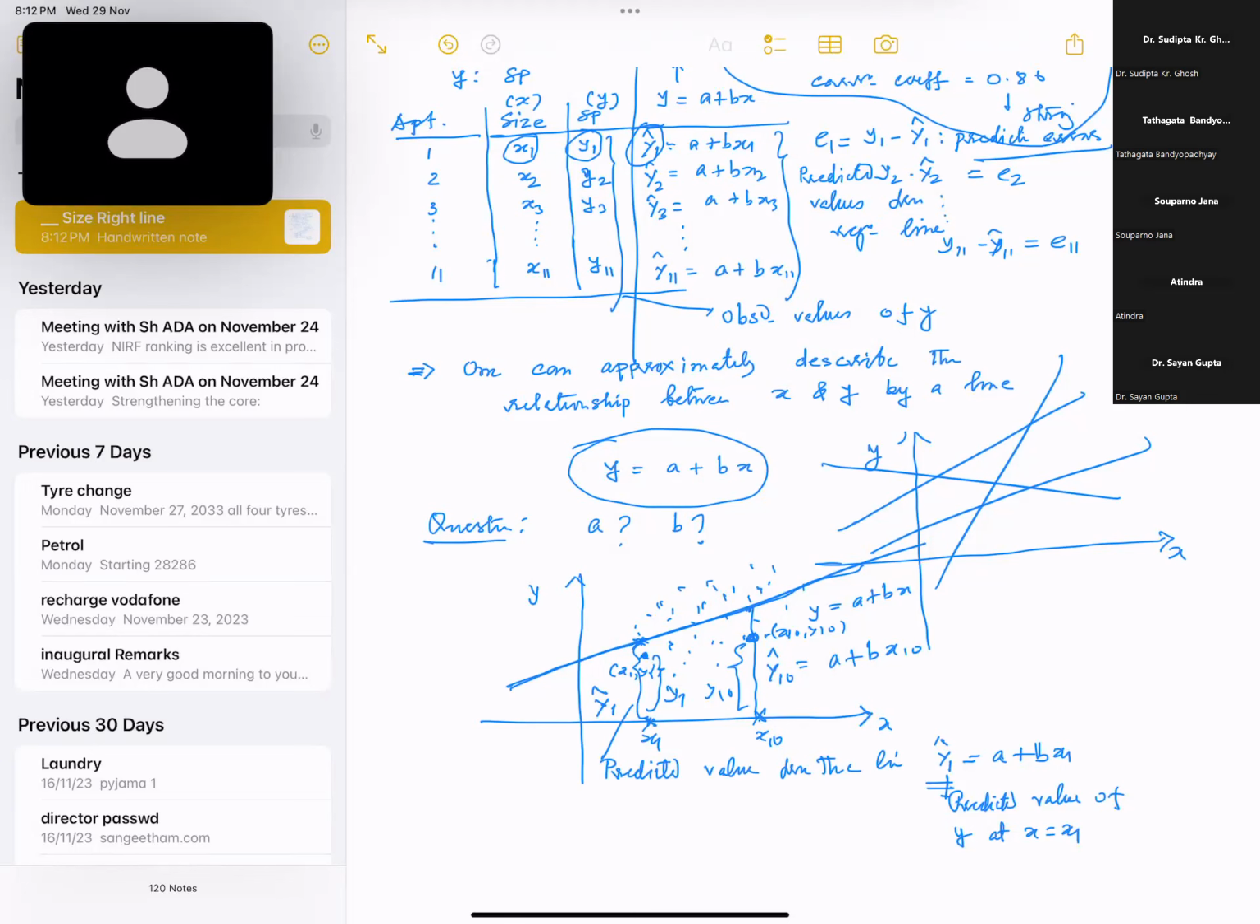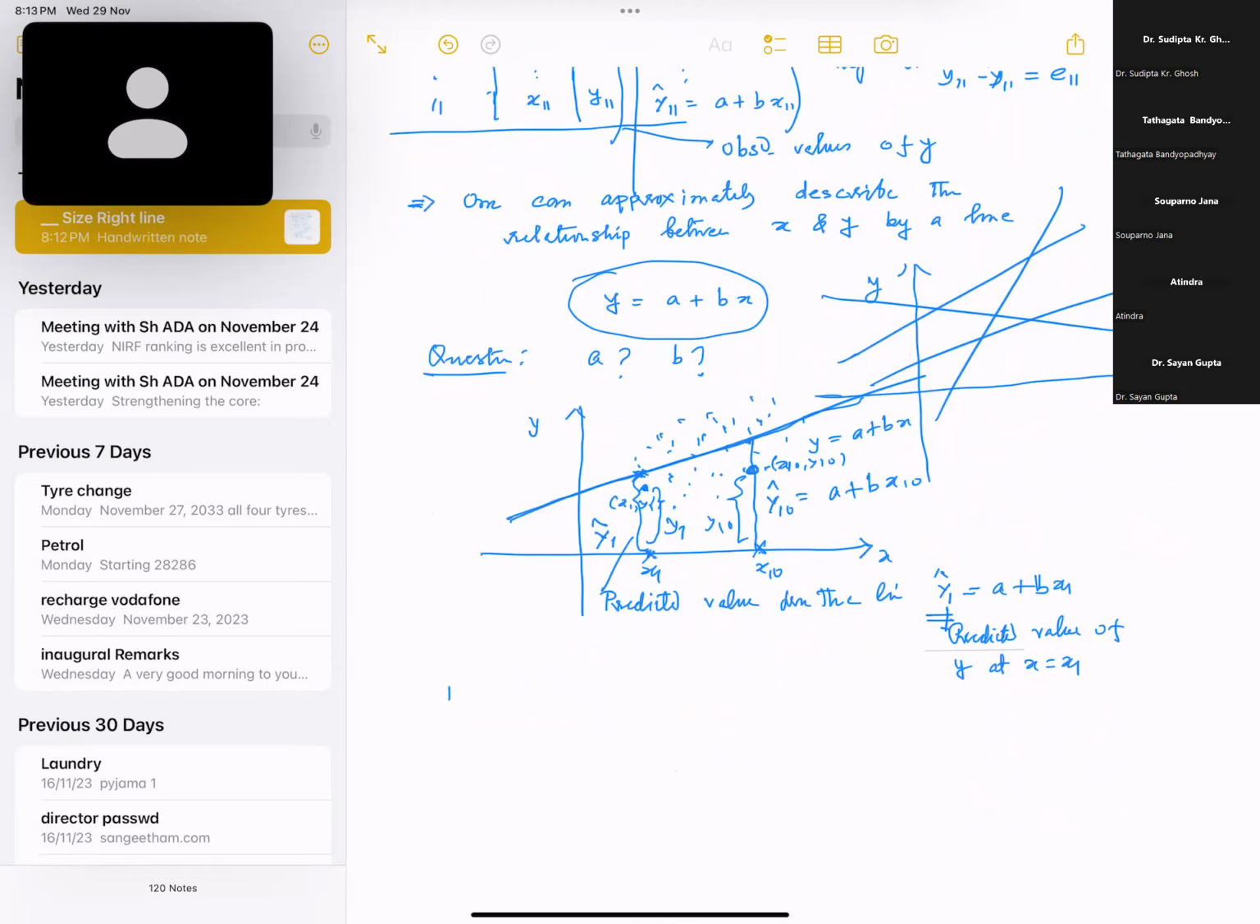If I use the regression line y equal to a plus bx, what is my objective? My objective is to choose A and B in such a way that these 11 prediction errors in some sense are minimized, so that I get accurate prediction. So how should I choose my A and B? One way to do that is called the least squares principle.